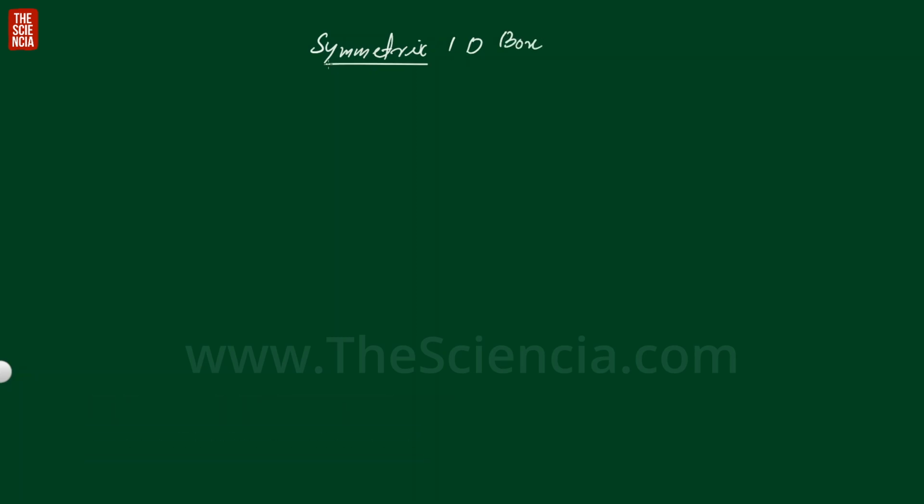We already discussed a lot about the unsymmetric box. Right now we are going to discuss the symmetric 1D box. What are the symmetric and unsymmetric boxes?